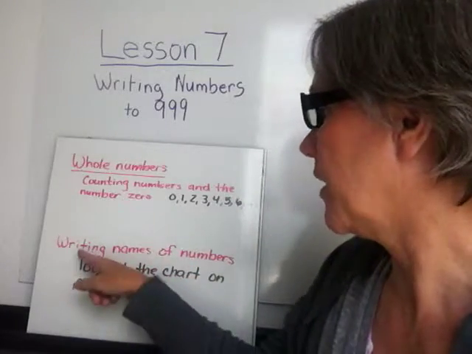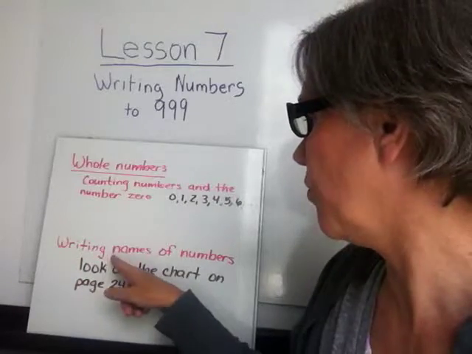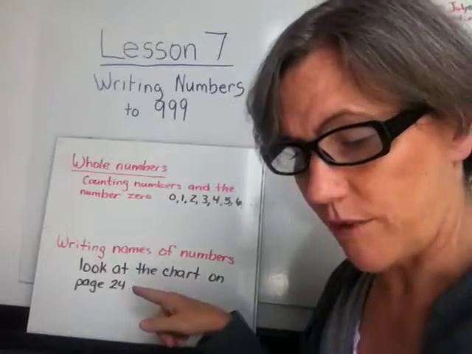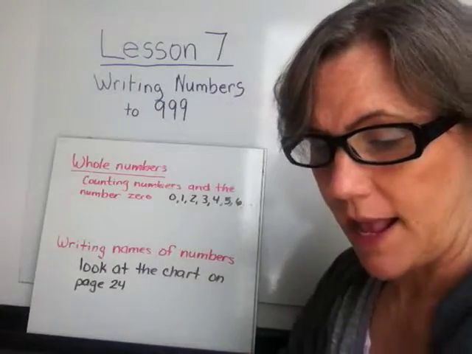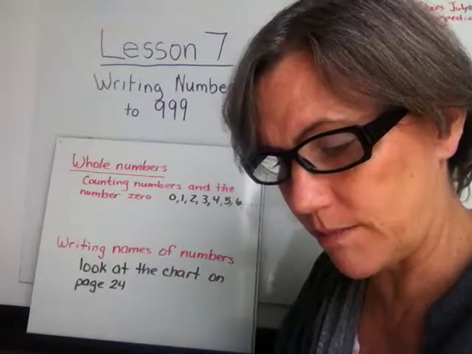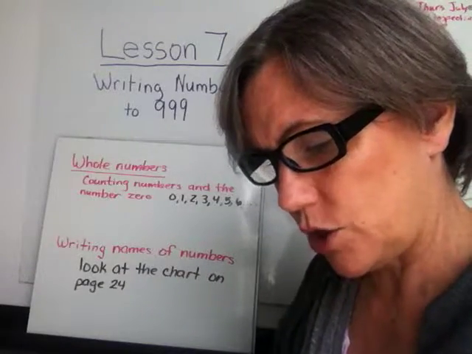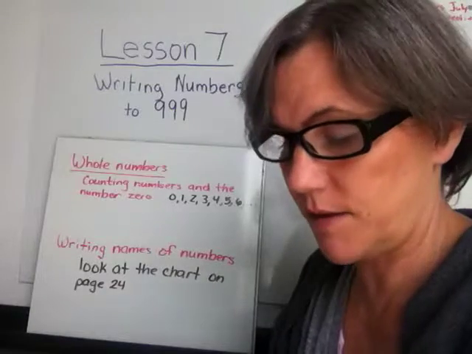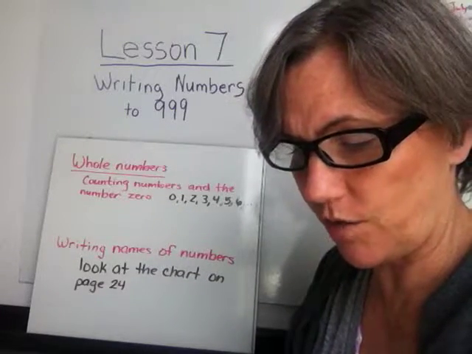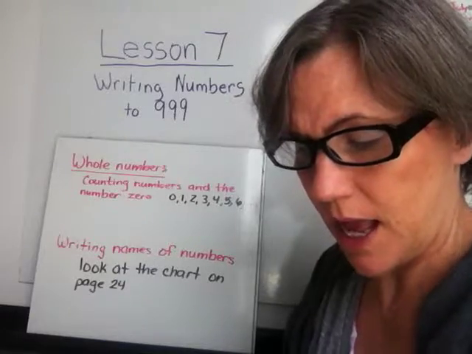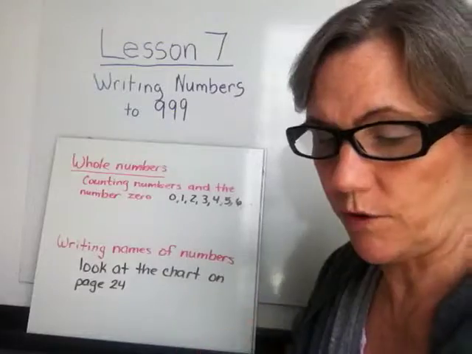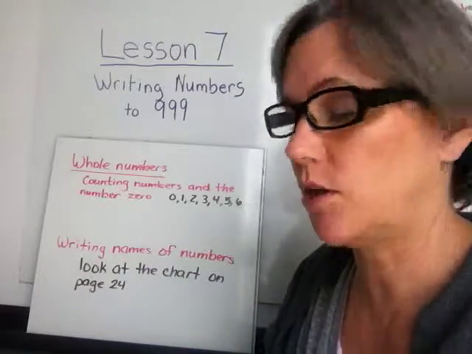Okay, and we're going to be learning how to write the names of numbers, and I want you to look at the chart on page 24. It will show you the spelling of the numbers from 0 to 20, and then the numbers in the tens place, 20, 30, 40, 50, 60, 70, and on to 100. So you can refer to this chart when you're doing your lesson.